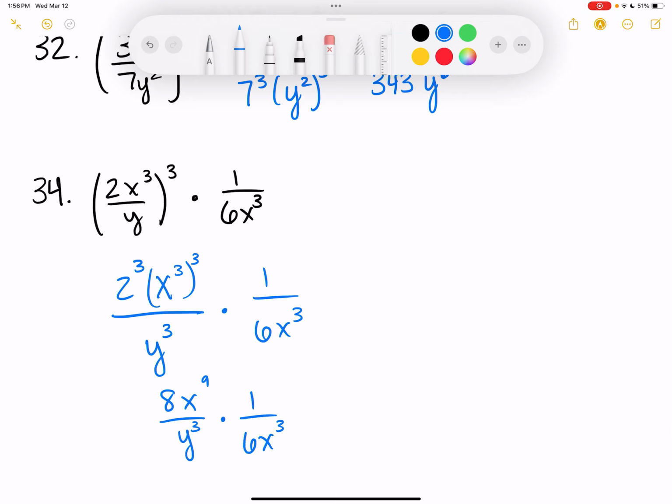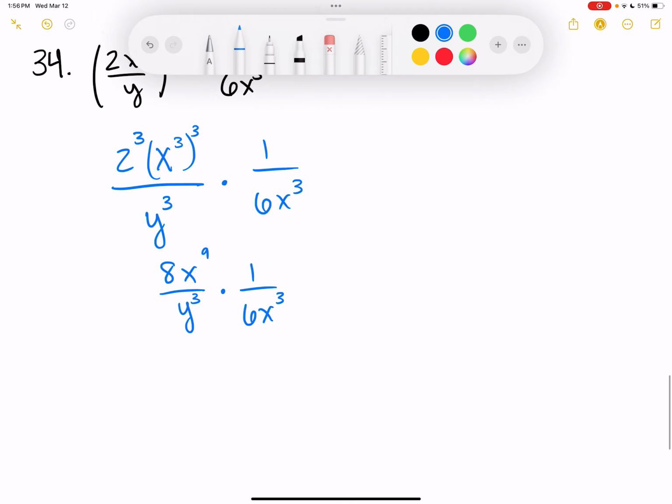Now what? Cross multiplication is across an equal sign. We gotta subtract the x's. Okay, first of all, I should combine this into one fraction and get 8x to the 9th over 6x cubed y cubed. Now what? Then we do the x's. What else can I also do? The 8, that's not an exponent, but you could divide. What is 8 over 6? 4 over 3.